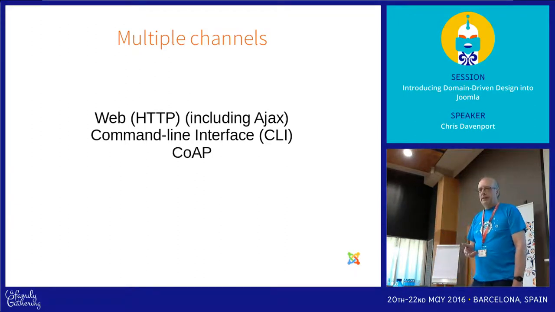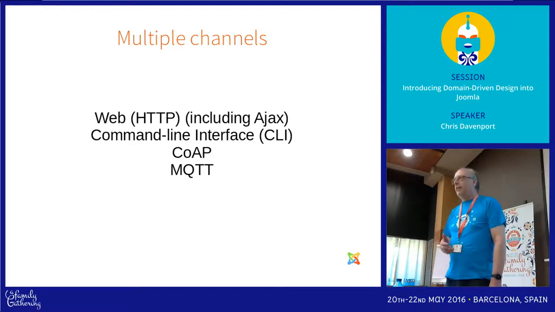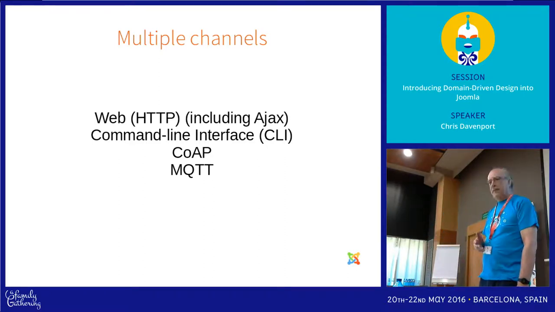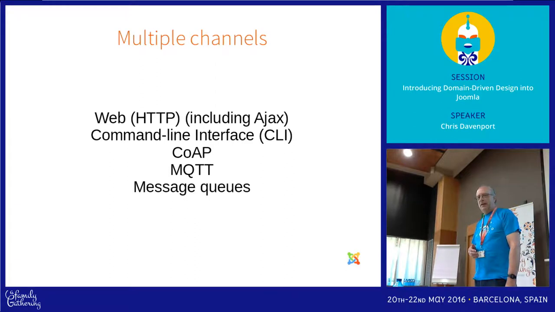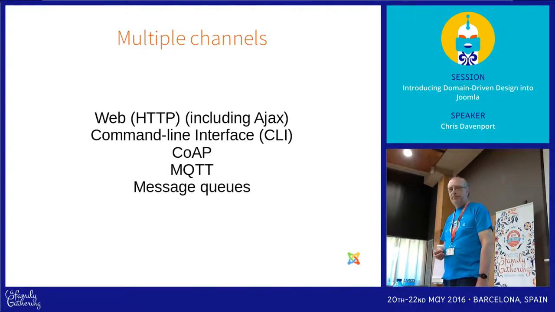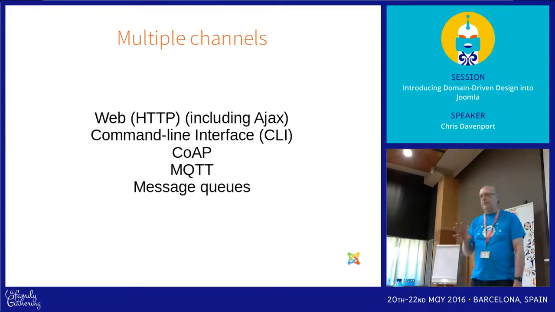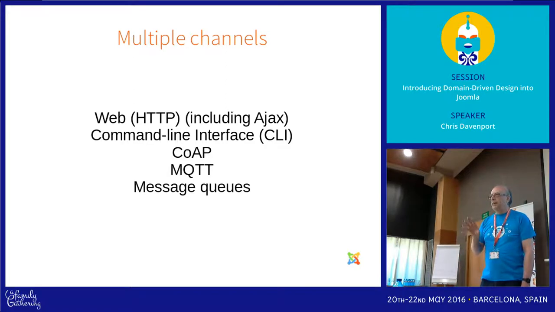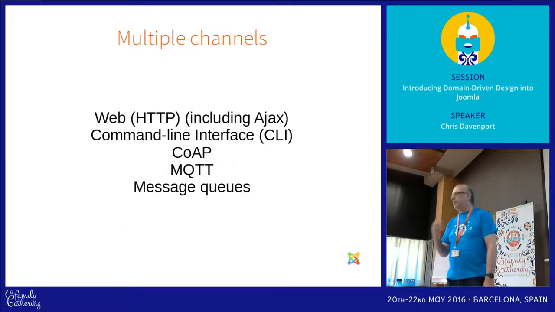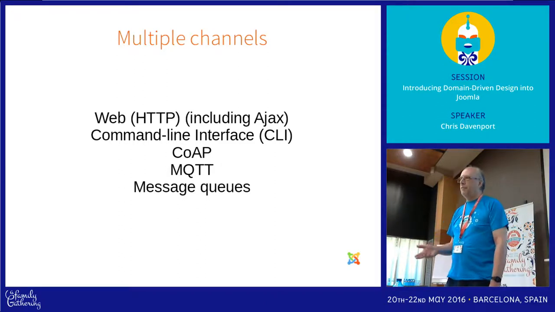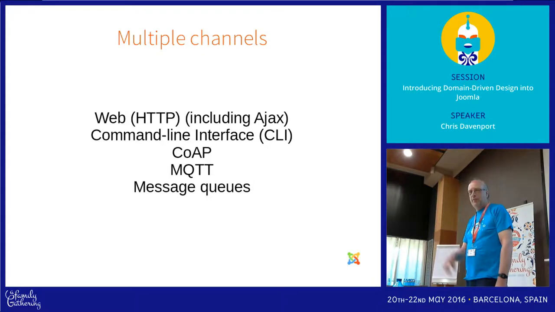There's also the Internet of Things coming up where we need to support other protocols like CoAP, MQTT. And also if you're in a corporate environment, you might be talking about having systems connected by message queues. We need to support all those sorts of things, but our controllers at the moment tend to be very much tied to HTTP. It makes it difficult to actually run things over CLI, for example, without doing some modifications to the controllers.